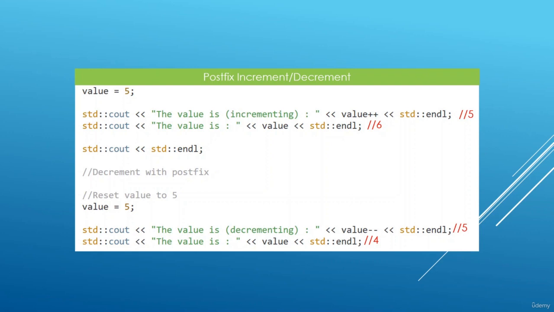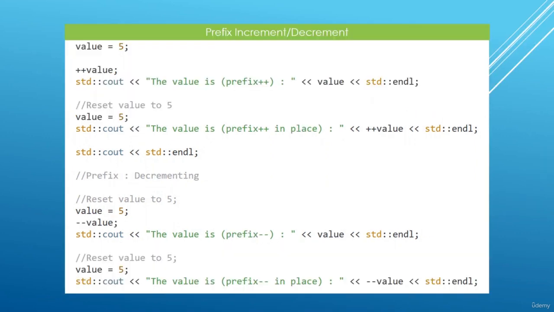But we can also do a prefix version of this thing. If you look at the example we have here, we have a 5. And we are saying ++value. So this is going to increment the value directly. So as soon as this statement is executed, the ++value statement here, we're going to have a 6 inside. And if we print it, we're going to get a 6. And this is what you see here.